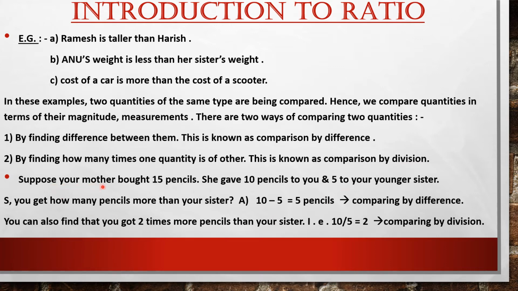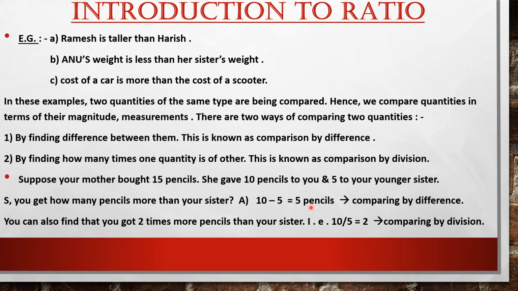Suppose your mother brought 15 pencils. She gave 10 pencils to you and 5 to your younger sister. How many pencils do you get more than your sister? You get 5 pencils more. How to find? You subtract 5 from 10. 10 minus 5 gives 5.